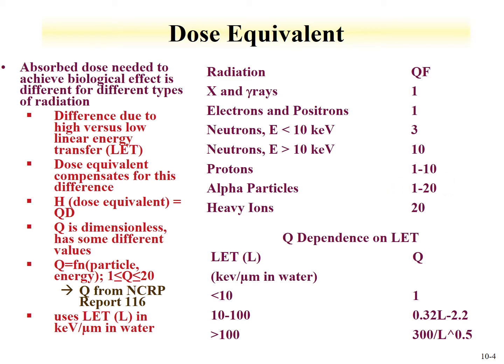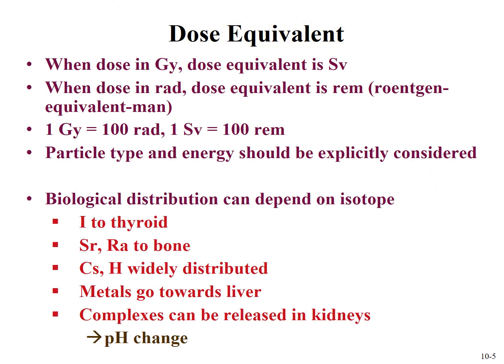So simply put, for the work that we'll focus on, we'll use 1 for photons, 1 for electrons, and 20 for alpha particles to convert from a dose to dose equivalent. When the dose is in gray, the dose equivalent is in sievert. When dose is in rad, the dose equivalent is in rem. Again, as we mentioned before, 1 gray is 100 rad, so 1 sievert is 100 rem.